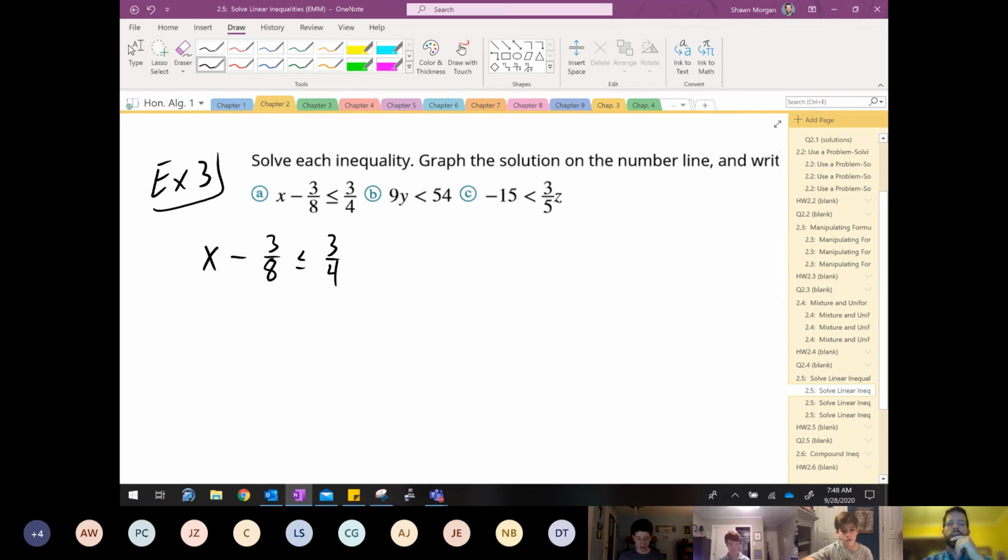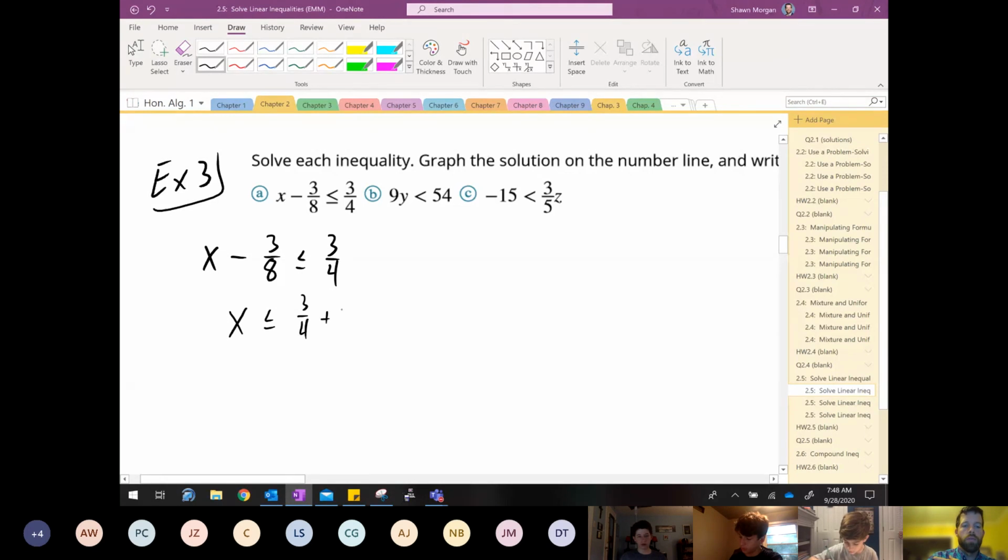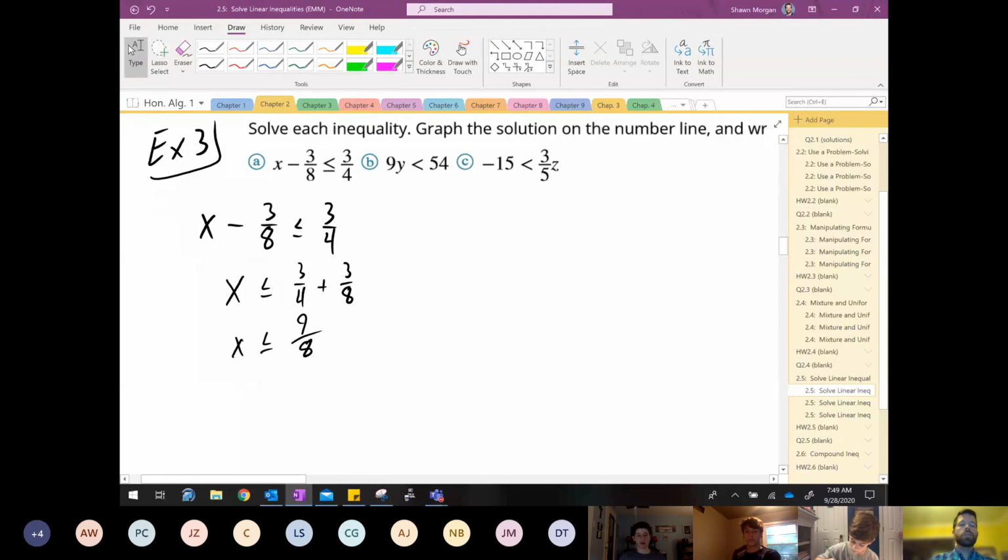What can I do to both sides to get x by itself? Add 3/8. Add 3/8 to both sides. That's all she wrote. x is less than or equal to 3/4 plus 3/8. Okay. And so we add those two fractions together. That's going to be 9/8. x is less than or equal to 9/8. Okay. And it says to graph that on a number line. So I'm going to use a closed mark. Here's 9/8. I'm going to use a closed mark. I'm going to shade to the left since it's less than or equal to.